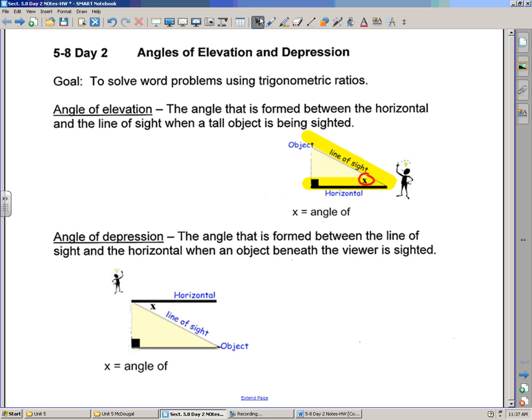Angle of depression is the angle that's formed between the line of sight and the horizontal when the object beneath the viewer is sighted. So now I've got a person that's standing on top of something, on top of a building, on top of a diving board, something along those lines. If he looked straight across from where he was standing and then looked down at an object beneath him, the angle of depression is going to be the angle between those two particular lines.